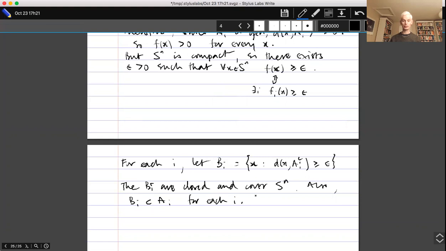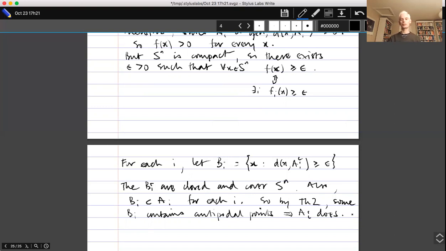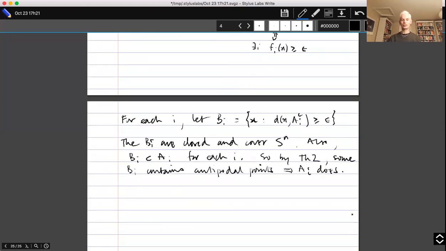And now we're basically done. So by theorem 2, some B_i contains antipodal points, and therefore the same is true of A_i. So that's got us that the closed sets version implies the open sets version.